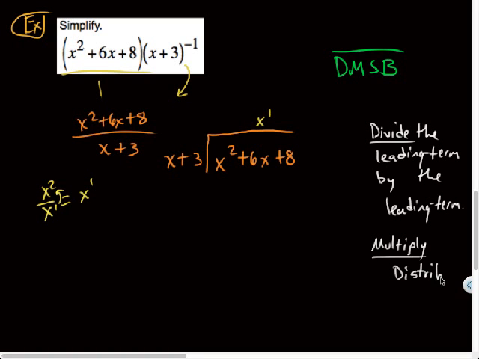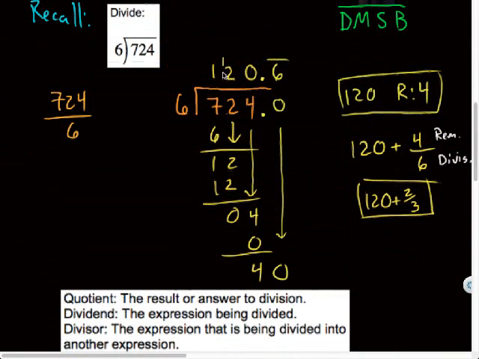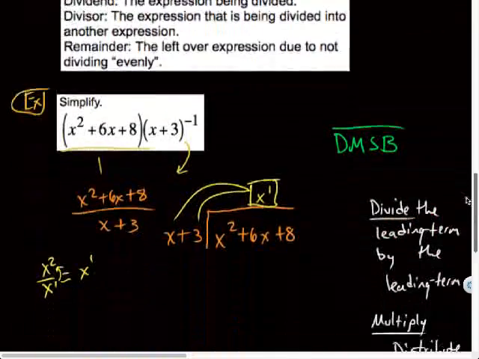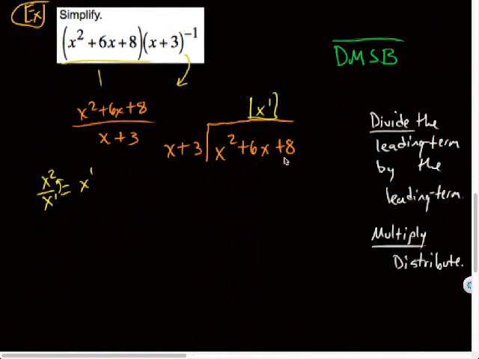And on the multiply step, I'm going to suggest that we distribute. It's going to be important to do that. So I'm going to multiply this x to the first times the x plus 3, and I'm going to write that right down here. Remember that's what we did up here? I multiplied the 1 times the 6, and I wrote it down there. So let's do the same thing on this problem.